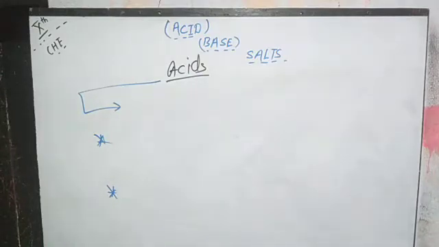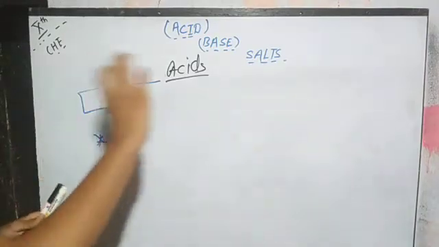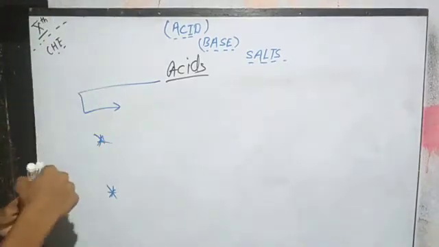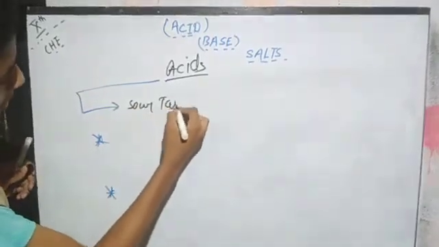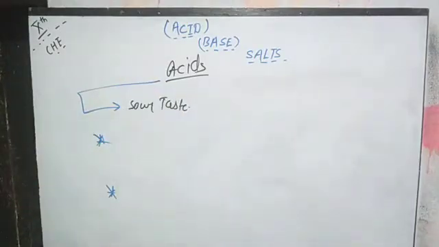First, how can we define acid? Actually, acids are those substances which have a sour taste or which have a sour-giving taste property. So let's see. First of all, we are going to discuss acids. Let's start. As I told you, acids have a sour taste, that we already knew. No need of discussing more.